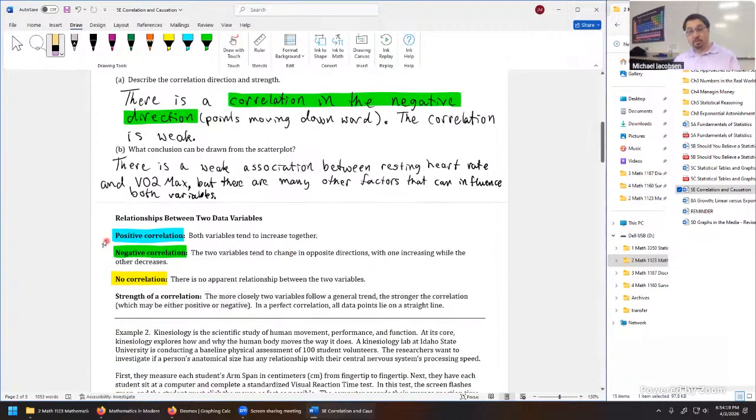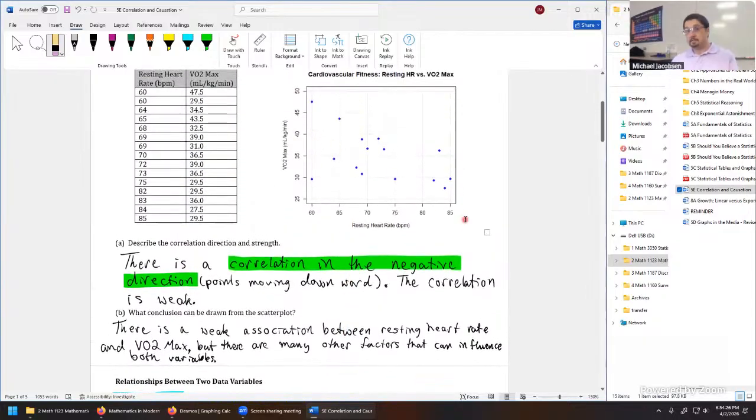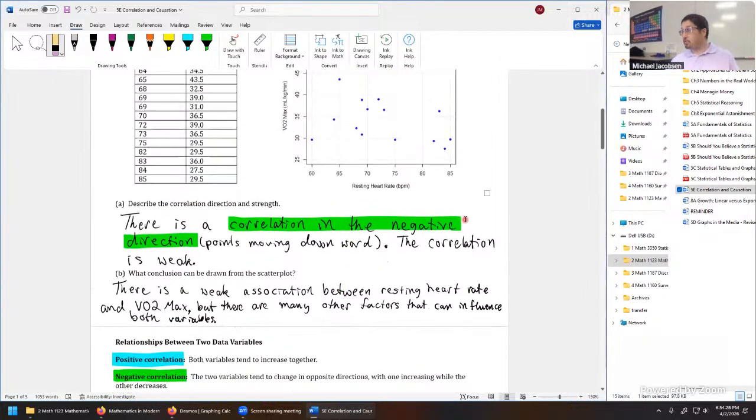So that's what's going on between positive, negative, no correlation versus the strength of a correlation itself. And that's why we said that this one was weak. Any questions with those definitions so far?